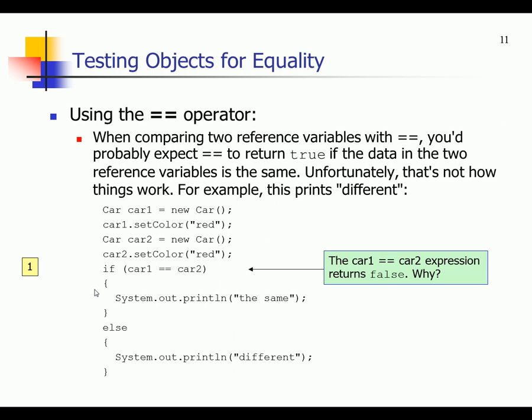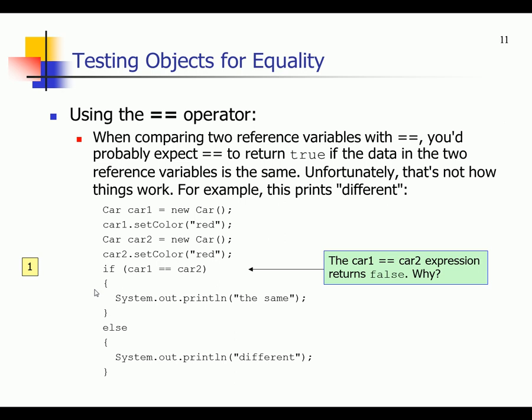All right, let's continue. Testing for equality. For equality, we use the double equal sign, which those of you who finished your previous assignment would have known already. The double equal sign is used to test for equality. It's not saying equals, it's like is equal to. It's asking the question, is it equal to? So when we're comparing two reference variables with the equals, you'd probably expect it to return true if the data in the two reference variables are the same. Unfortunately, it's not how things work.